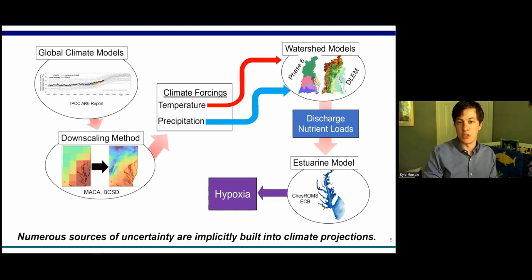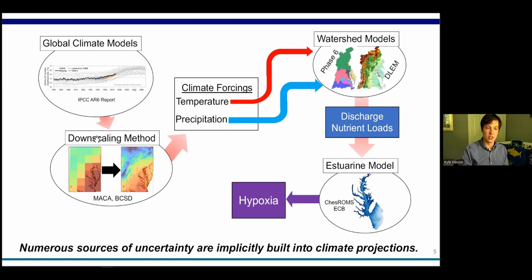So when we think about climate scenarios that are used to force future estimates of hypoxia, there are a number of sources of uncertainty that are implicitly built into these climate projections. The first is your choice of global climate model, a multitude of which are shown here in this upper left oval, and selecting which ones you'd like to use to reduce the computational burden is a pretty non-trivial task. And then these GCMs, one of which we use here, are very coarsely spatially resolved, so they need to be downscaled through either a statistical method or a regional climate model.